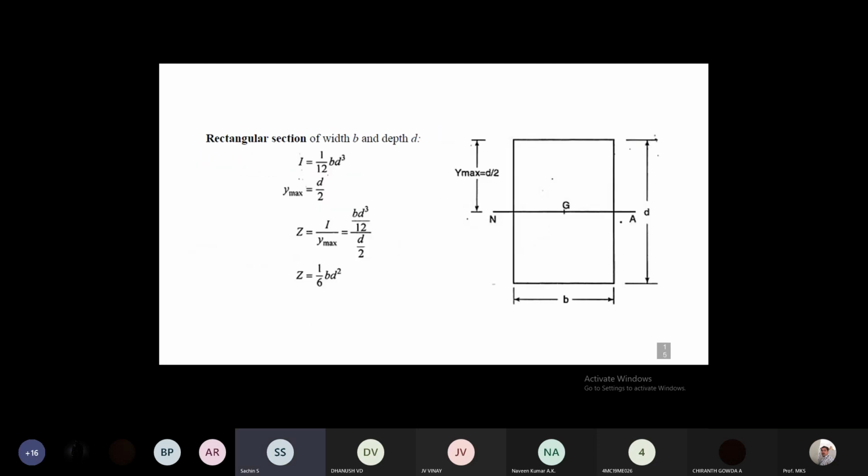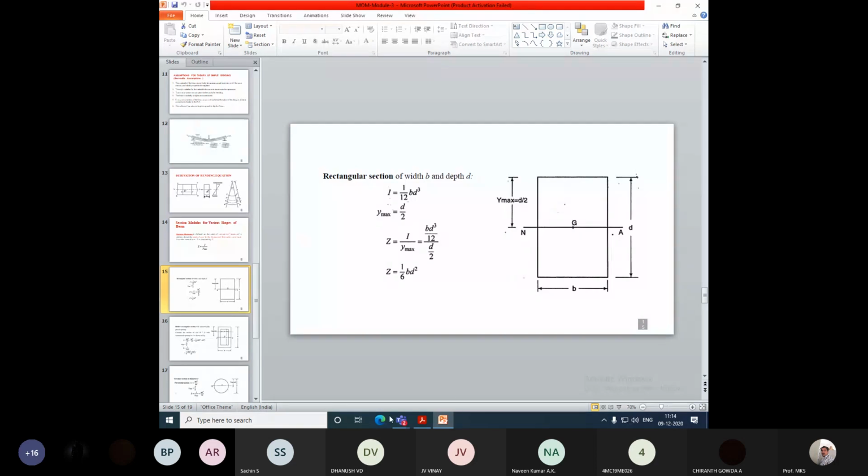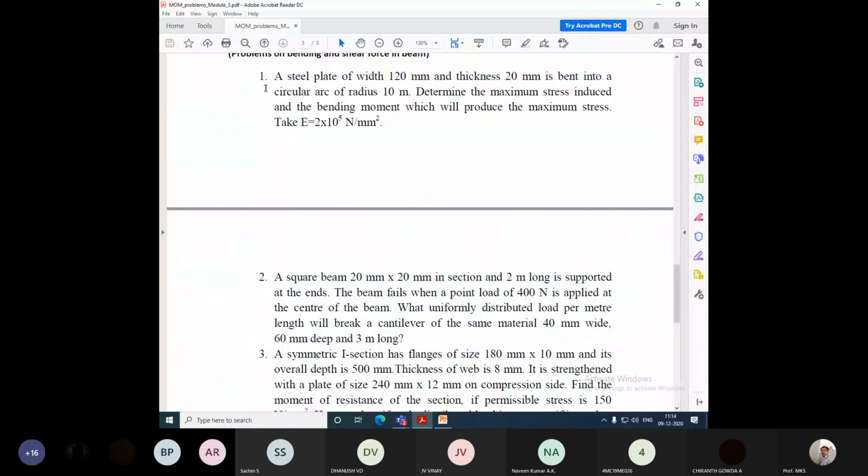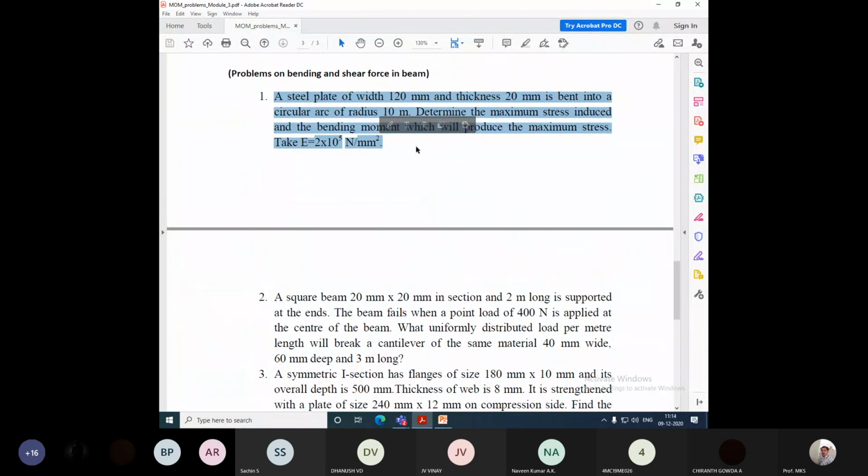Okay, and for the rectangular section, if you know the moment of inertia, you can write the equation for Z. Okay, note down the first problem.